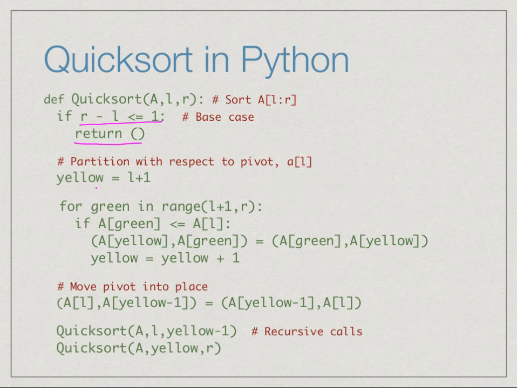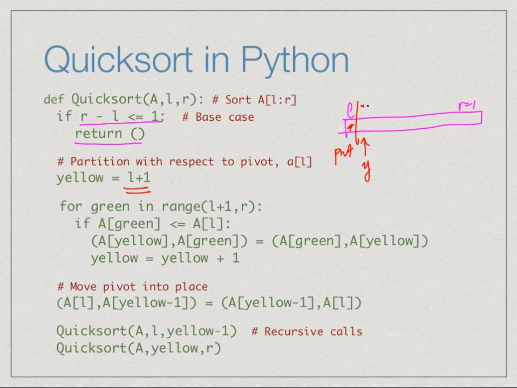So if this slice is 1 or 0 in length, we do nothing. Otherwise, we follow the partitioning strategy we had before, which is that we are sorting from L to R minus 1. The position L is the pivot. So we will initially put the yellow pointer here, saying that the end of the yellow zone is just the pivot, there is nothing there. So yellow is L plus 1.